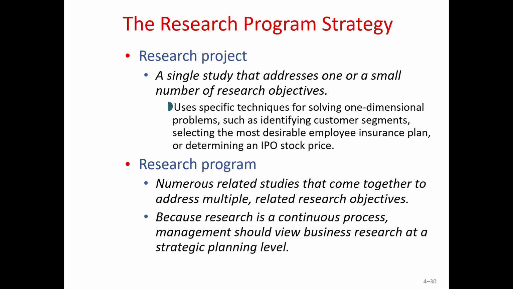When numerous related studies come together to address issues about a single company, we refer to this as a research program. Because research is a continuous process, management should view business research at a strategic planning level. The program strategy refers to a firm's overall plan to use business research. It is a planning activity that places a series of research projects in the context of the company's strategic plan.